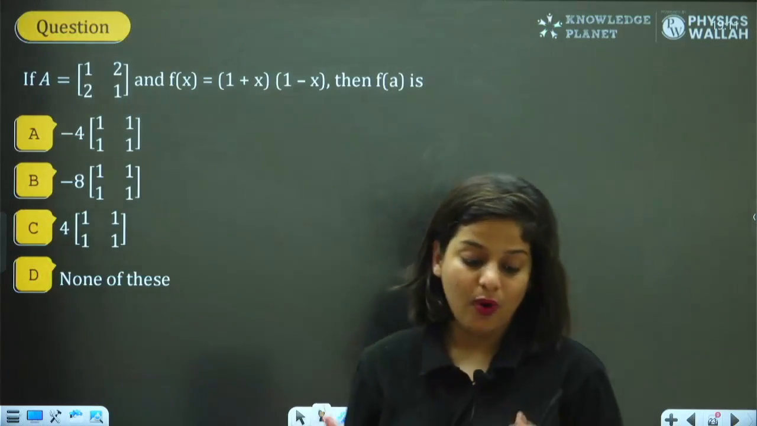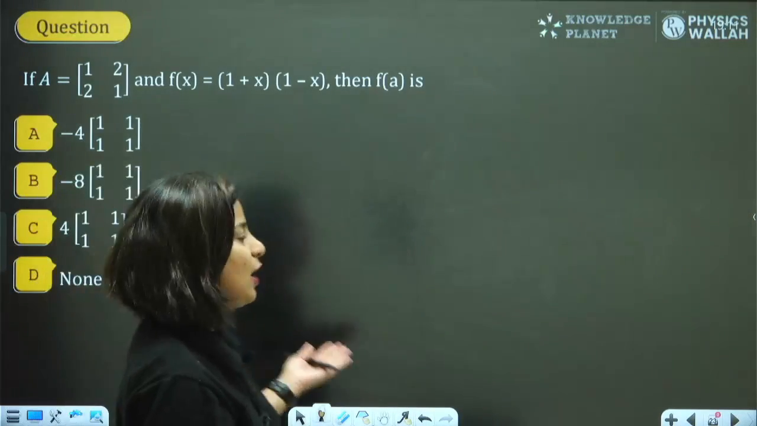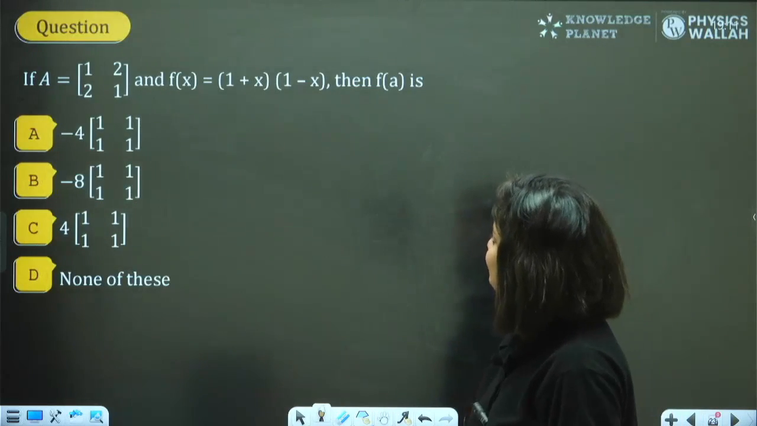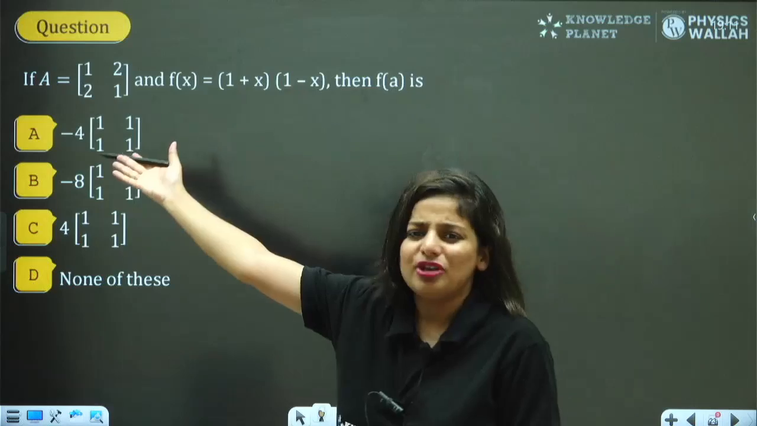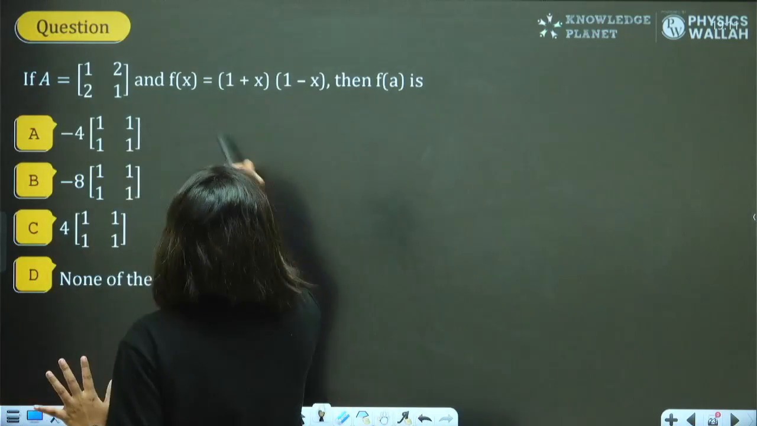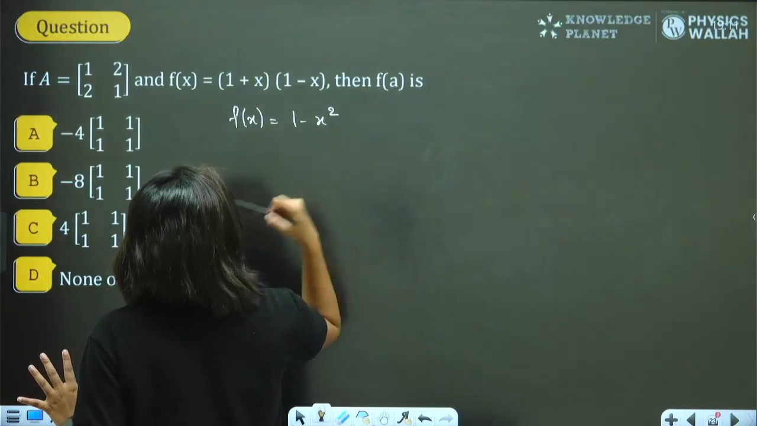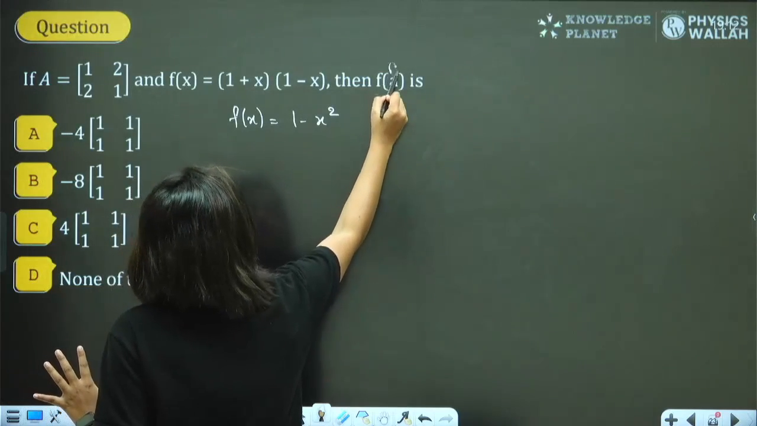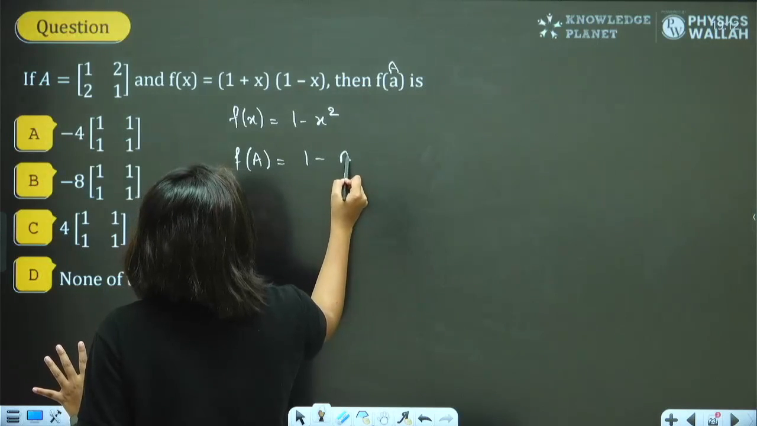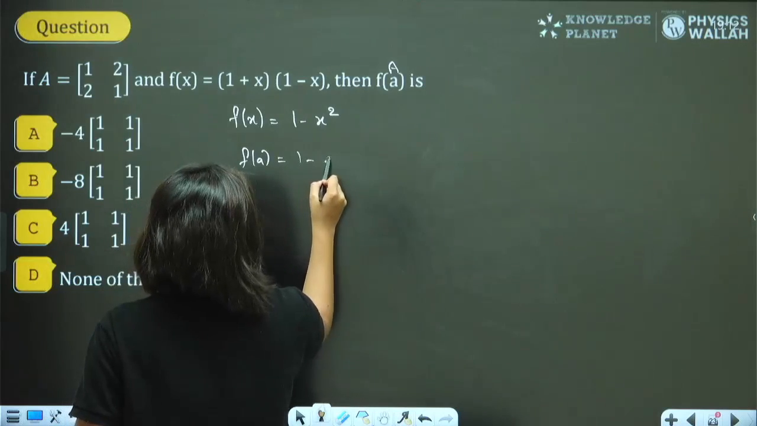Interesting. A is 1, 2, 2, 1. F of x is 1 plus x into 1 minus x. Find out f of A. Find out f of A, people. Now this is x, this is A. How is it related to f of A? Something confusing, right? Think about it carefully. F of x is nothing but 1 minus x square. Now this A here actually is capital A. So f of capital A is equal to 1 minus A square. F of A is 1 minus A square.